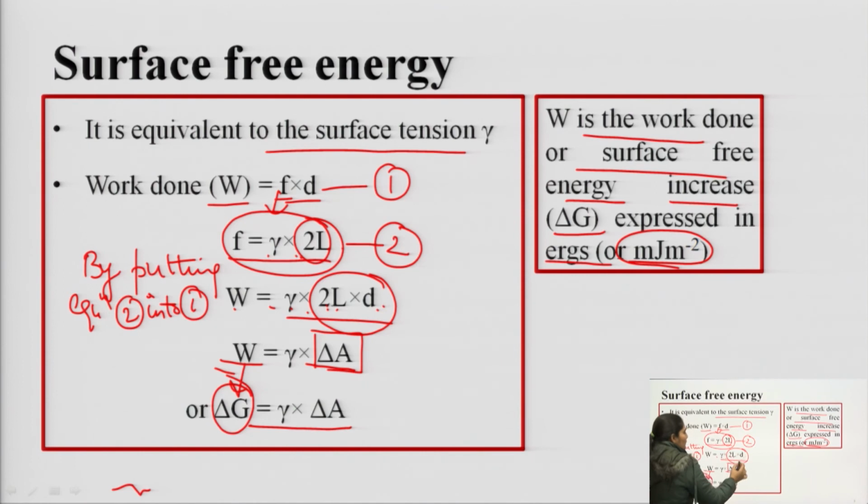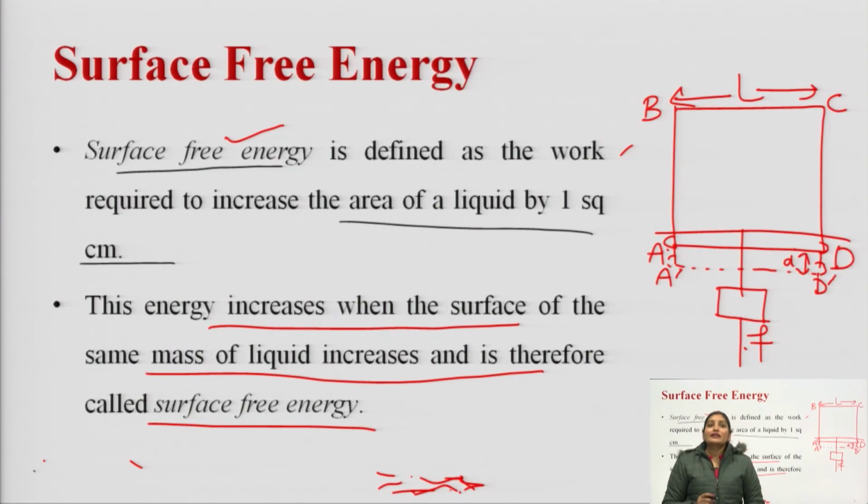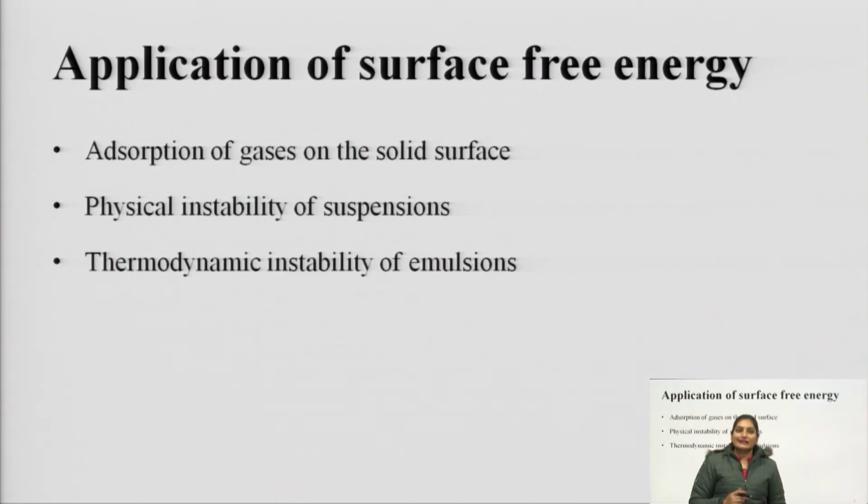This 2L into D represents the increase in surface area, that is represented by delta A, and W expresses the work done, or the increase in surface free energy. So, it is represented by delta G, and the unit of delta G is ergs. So, delta G is equal to gamma into delta A, and here comes the definition that surface free energy is defined as the work required to increase the area of the liquid by 1 square centimeter.